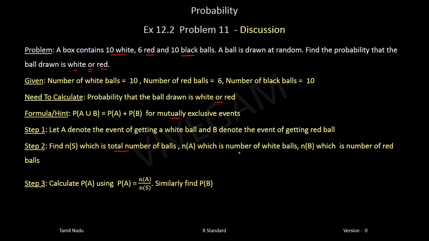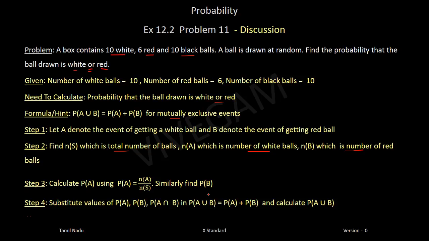This is very important. Please note, n of A is number of white balls, n of B is number of red balls, and we don't have n of A intersection B, that is balls which are white and red. That is why they are called mutually exclusive events. Probability of A is n of A by n of S, which is number of white balls divided by total number of balls. Similarly, probability of B, that is probability of a red ball, can be calculated. Once done, all you need to do is substitute those values here.